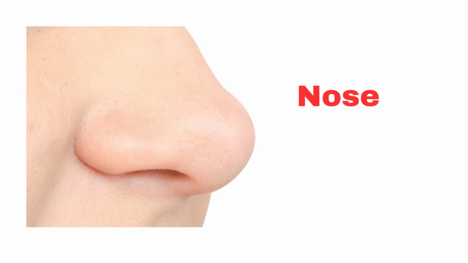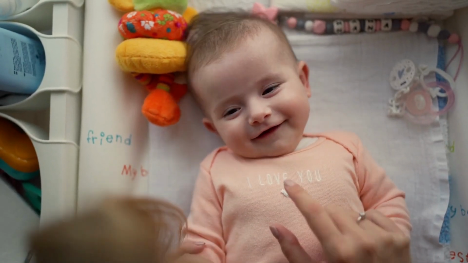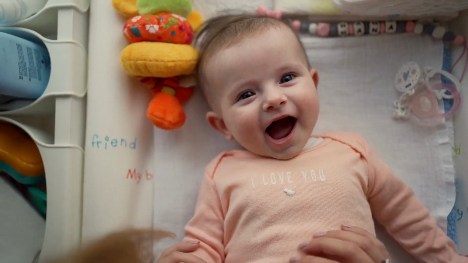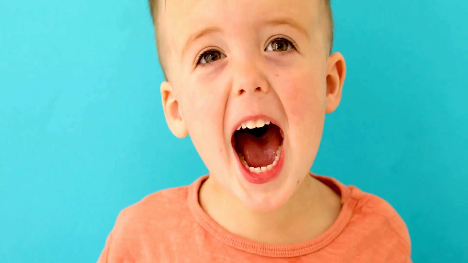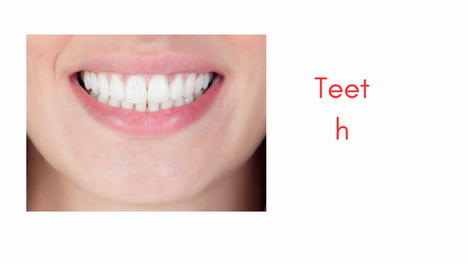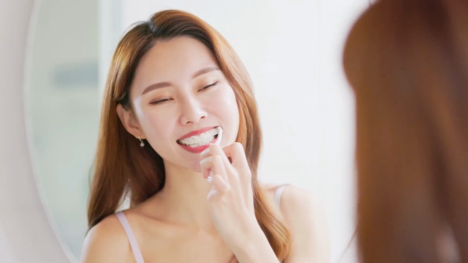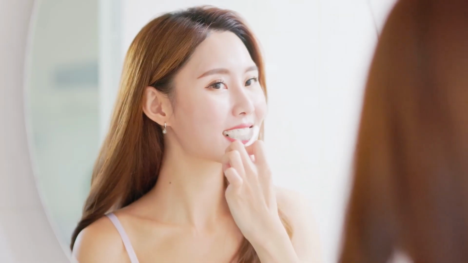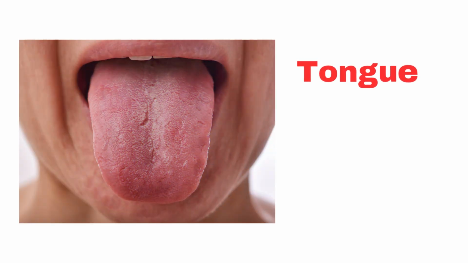Nose, we smell with our nose. It also helps us breathe. Mouth, we use our mouth to eat and talk. Teeth help us bite and chew our food. Tongue. The tongue helps us taste yummy food and talk clearly.